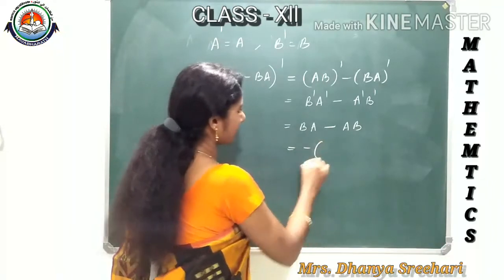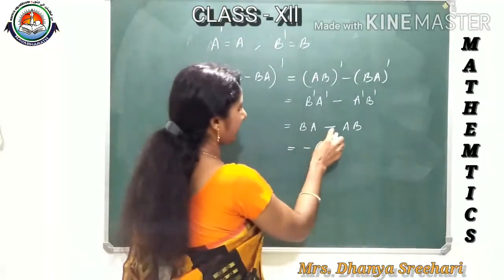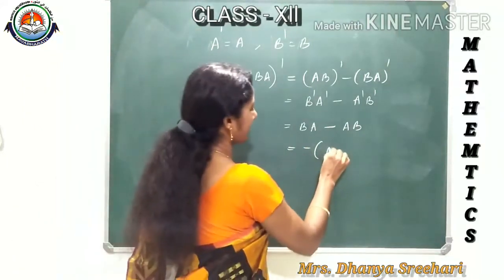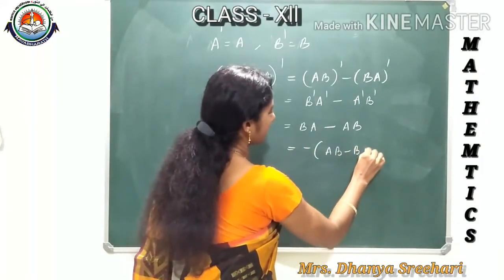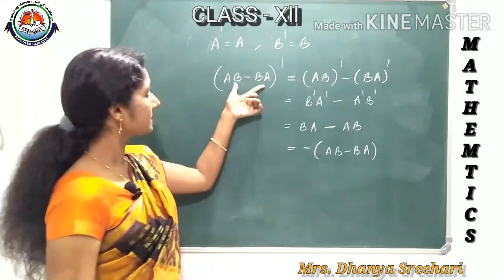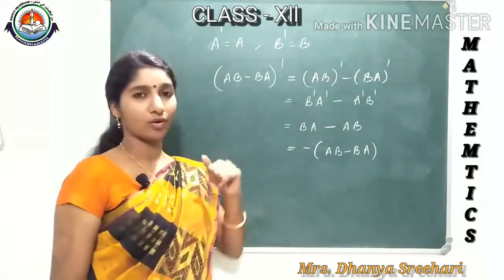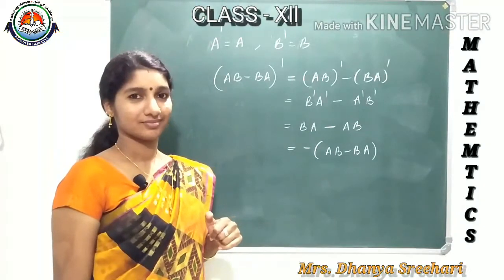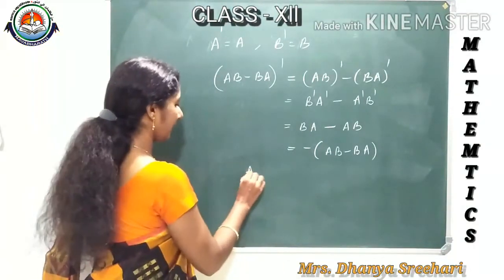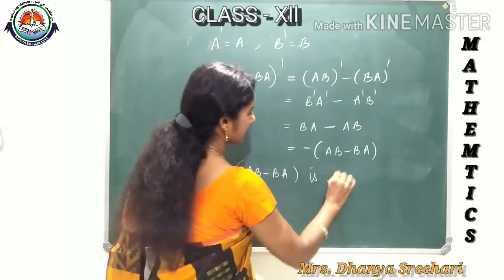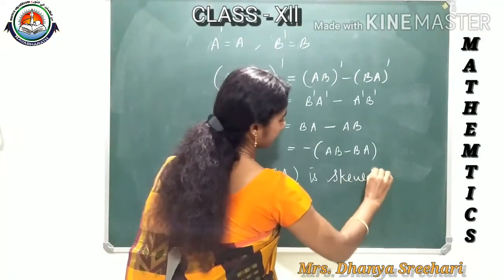And take the negative outside. BA minus AB is given. That means negative of this one now. So we can take the negative outside. We are getting AB minus BA. See this matrix, when we take its transpose, we are getting the negative of that matrix. So we can say AB minus BA is a skew symmetric matrix.